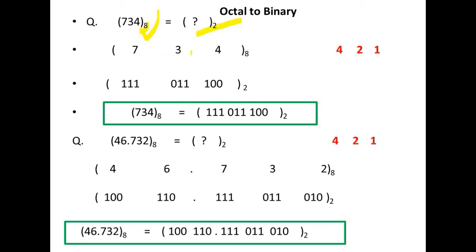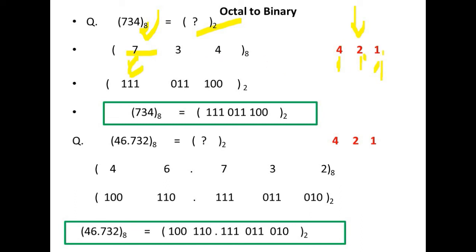To write 734 with proper spacing, how would we convert the octal digit 7? We know that for 7 we require 3 digits. Weights are written here: 1, 2, 4. How would we get 7? 4 plus 2 plus 1, which means all 3 digits are required in order to write 7 in the binary equivalent. So 7 is given as 111.